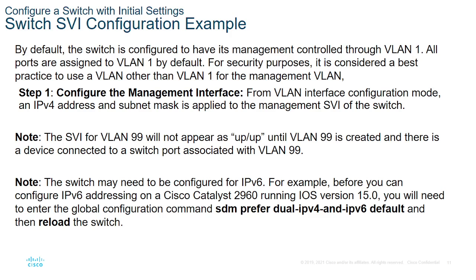The Cisco switch may need to be configured for IP version 6. For example, before you can configure IP version 6 addressing on a Cisco 2960 switch, you need to enter the global configuration command sdm prefer dual-ipv4-and-ipv6 default, and then reload the switch.